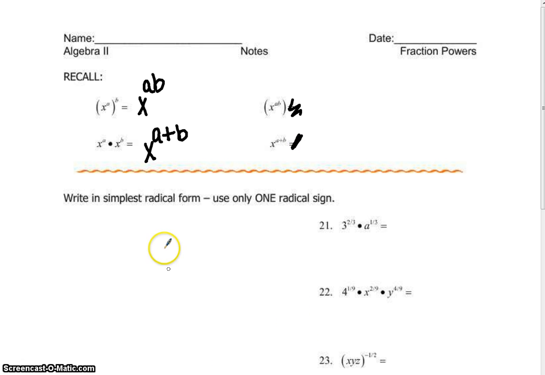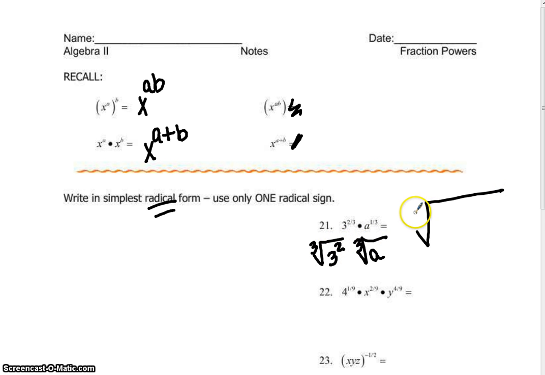So write in simplest radical form using only one radical sign. So this is 3 to the 2/3, okay? So you would think of that as being 3 is your base, your numerator is your exponent, so 2, and it's the cubed root. And then we have a to the 1/3. But you only want one radical sign. Well, they're both to the 3rd power, so it's the cubed root of 3 squared a. Probably what would look best is if you went ahead and took care of that 3 squared and made this the cubed root of 9a.